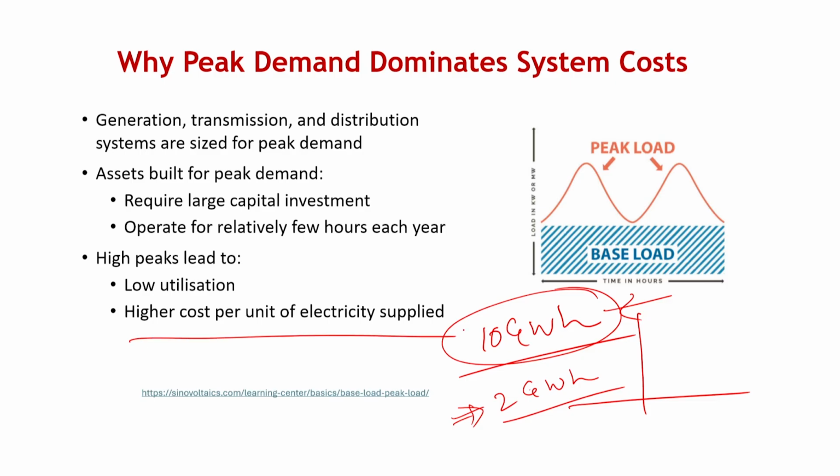Now, since the system would be designed for the highest energy requirement, but I am using the energy at a much lower average, my system will be highly underutilized, and the return on investment on my infrastructure will be badly hit. That would also mean a higher cost of electricity that I will be able to supply per unit, because of this underutilization of my assets.